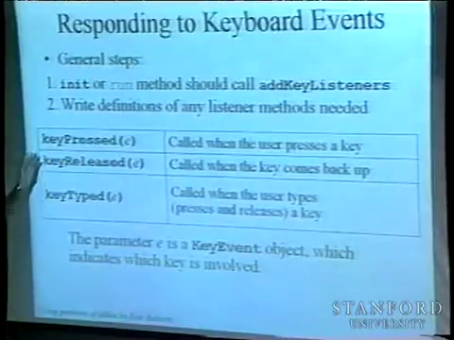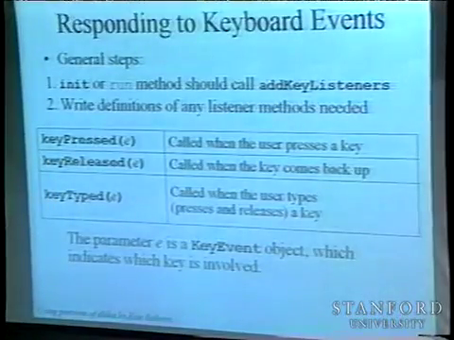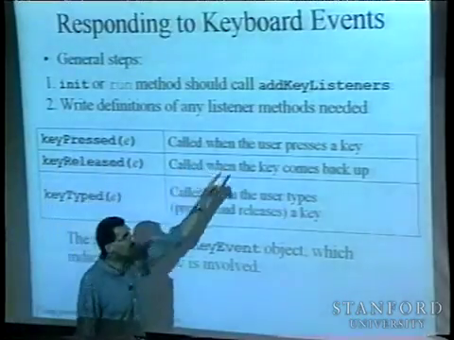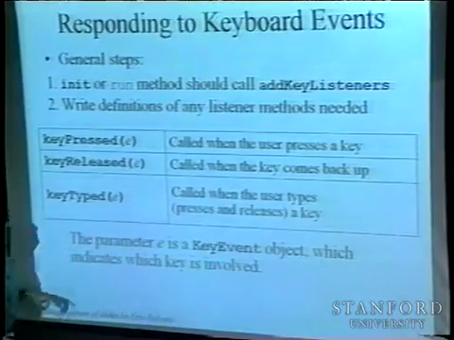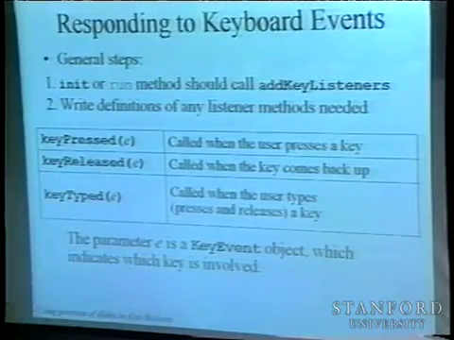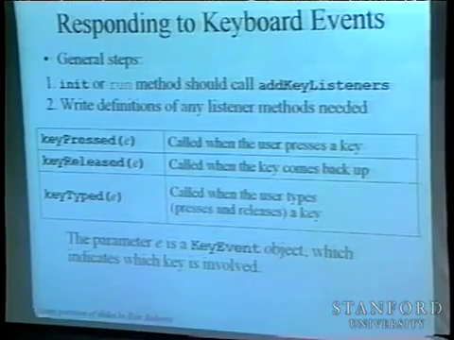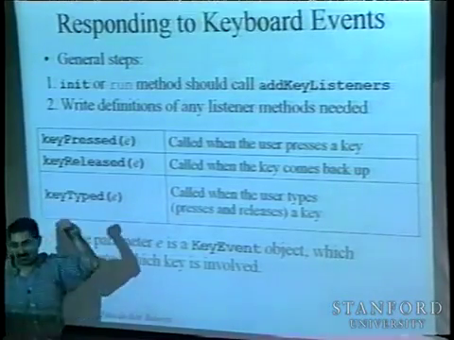So for the key listener, there are 3 things you can check for, or these are the most common ones. There are actually a few more in the book, but these are the ones you really need to worry about for most things. There's key pressed, which is called when the user presses a key. Okay? There's key released, which is when they let go of the key. So key pressed is when they push it down. They have not necessarily let go of the key. Key released is they've let up on the key.